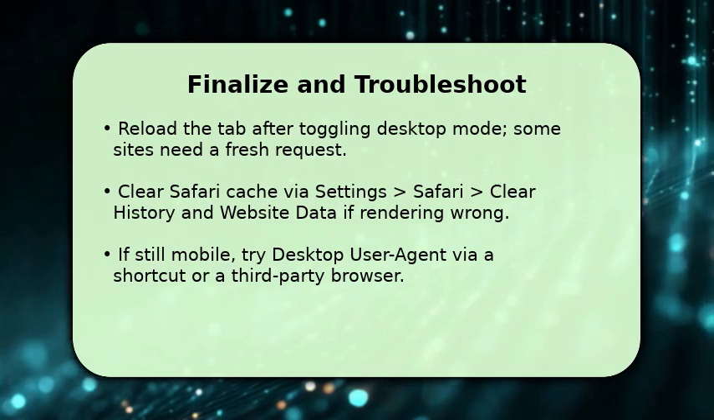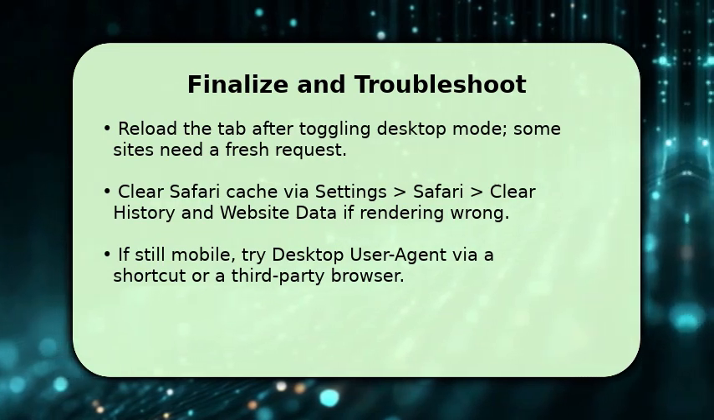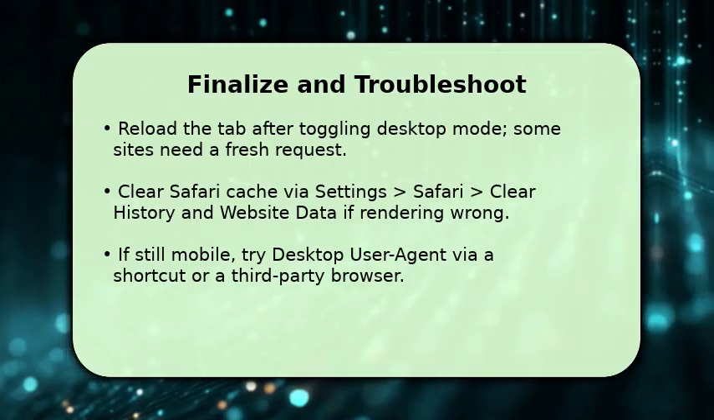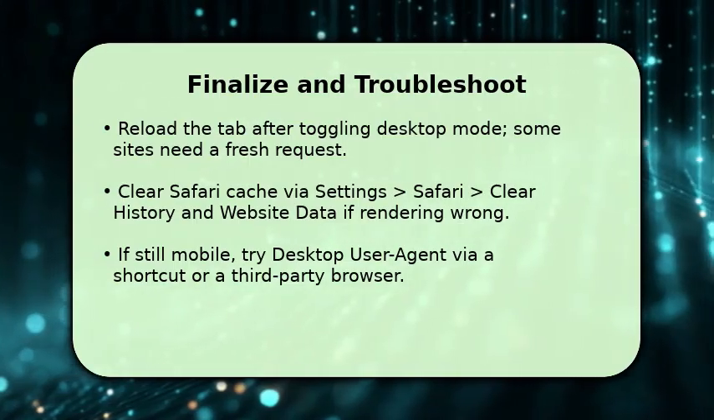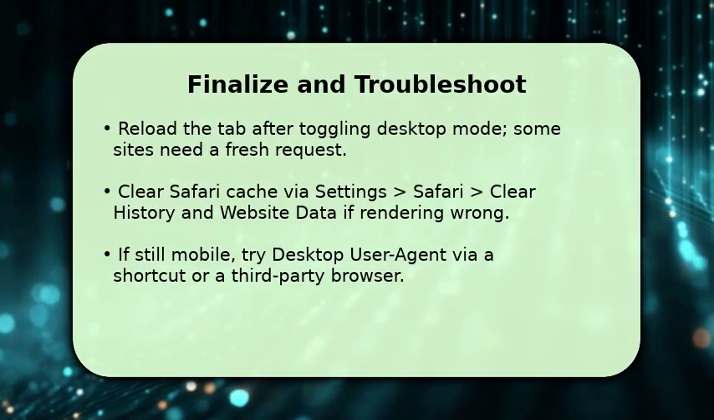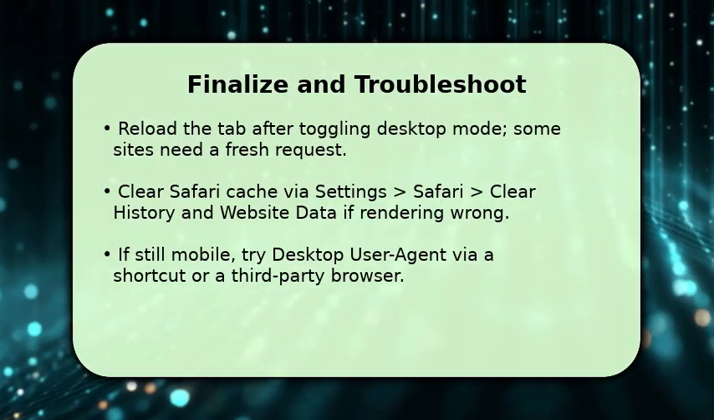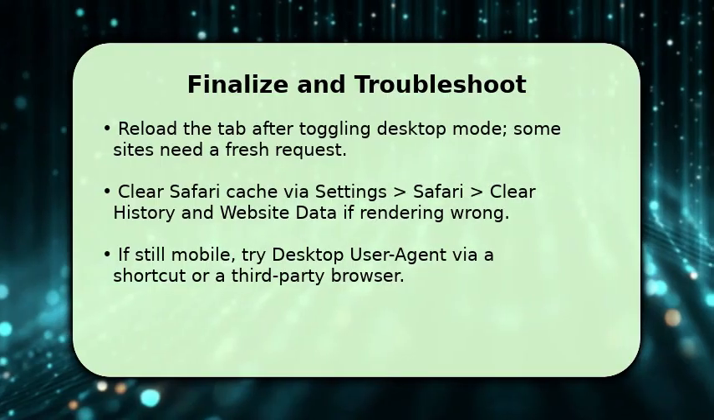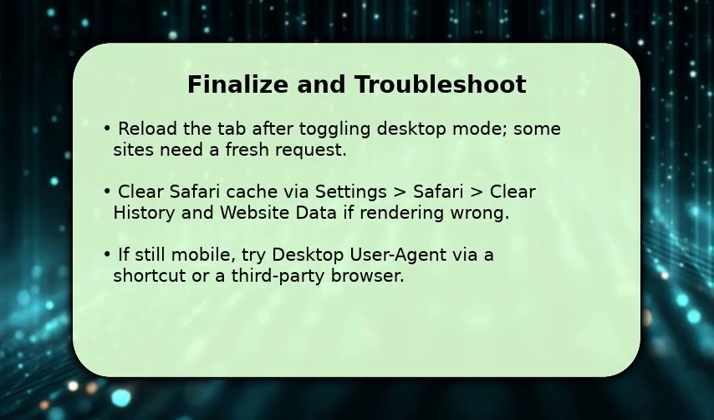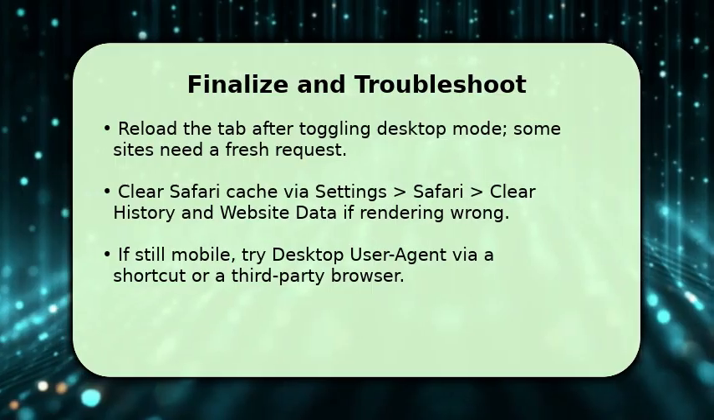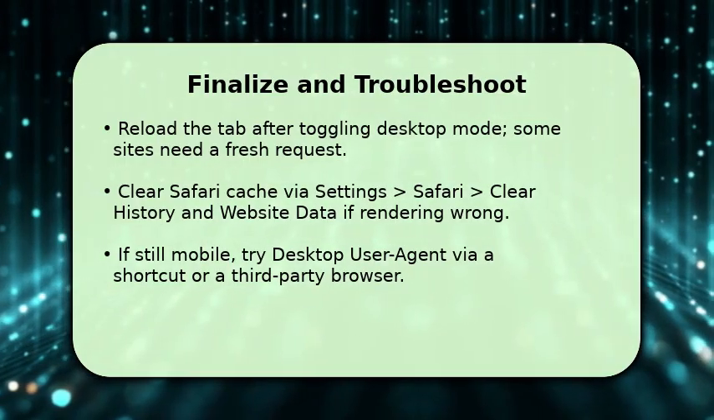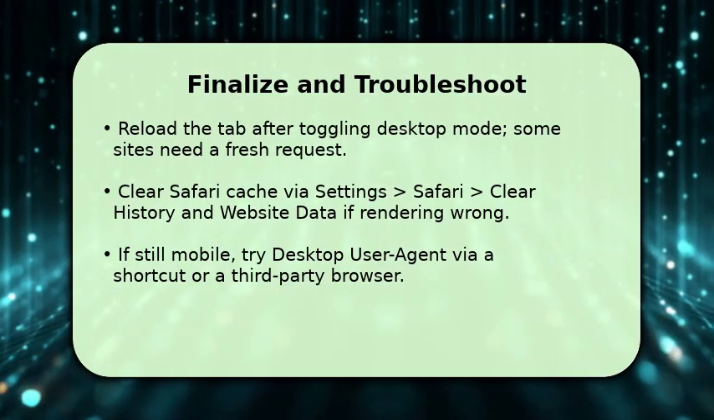If the site still looks mobile, clear cache in Settings, Safari, Clear History and Website Data, and reload. Make sure any content blockers aren't forcing the mobile layout. If problems persist, use a Safari shortcut that changes the user agent or open the site in a browser that exposes a desktop user agent option. That's the fallback. Troubleshooting tip: clear cache and retry to force the desktop resources.